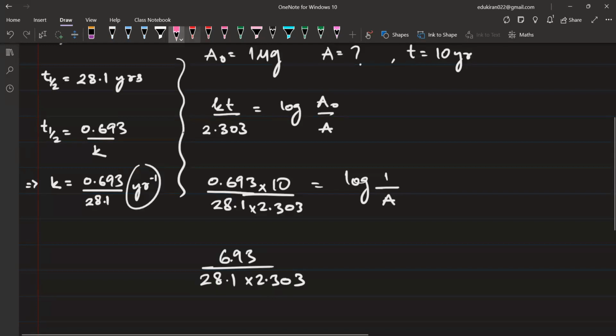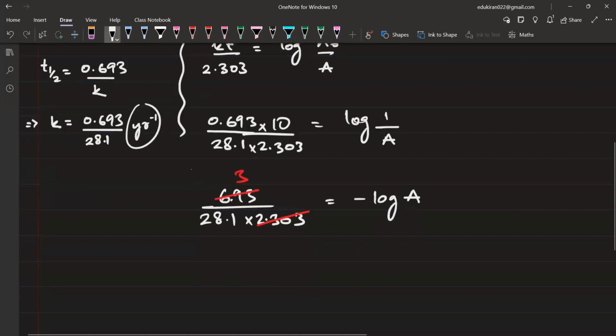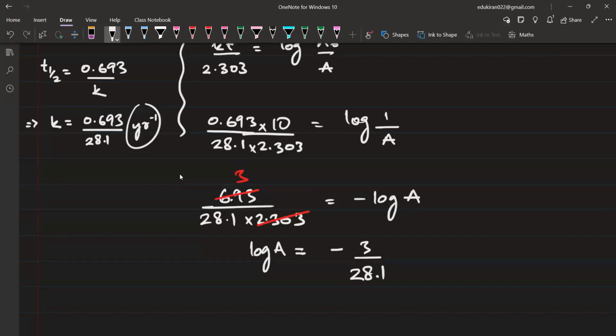2.303 multiplied by 2.303 multiplied by 3 is approximately equal to 0.693. And log of 1 upon A, I can write as minus log of A. This is using a property of log. How can you solve this? Log of A is equal to minus 3 upon 28.1. Can you find this value? What is the value here?